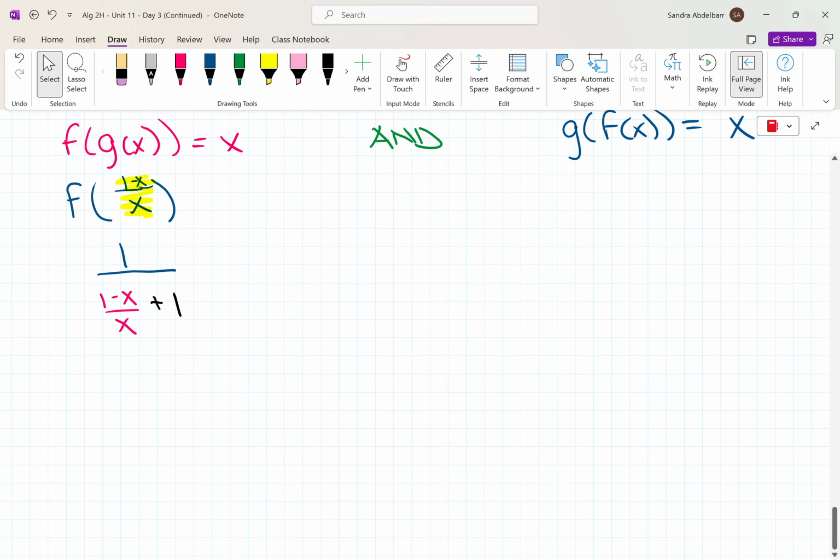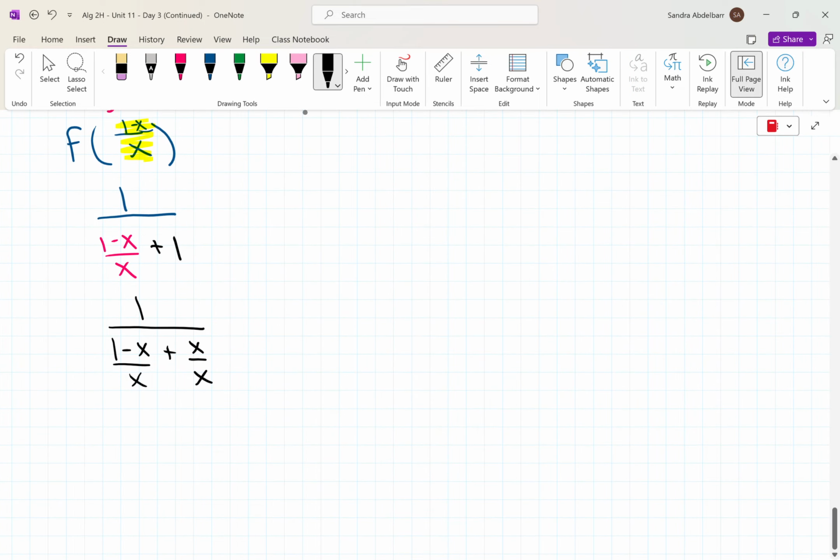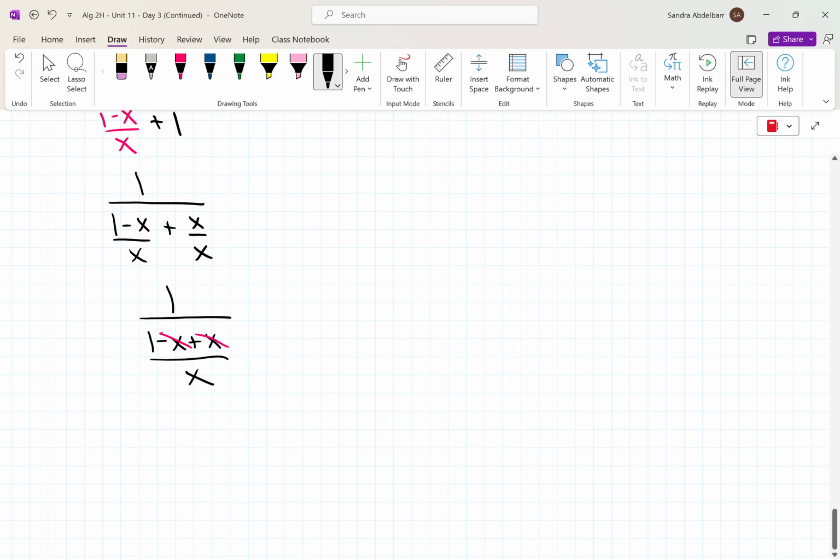Everybody okay with what I've done so far? I'm going to work in that denominator. I'm going to try to simplify it down. So in that denominator, I'm going to make a common denominator. So it's going to be 1 over 1 minus x over x plus x over x. So now I'm going to have 1 over 1 minus x plus x over x. What happens with those x's in the bottom numerator, the negative x and positive x? Don't they cancel? So now I'm going to have 1 over 1 over x.